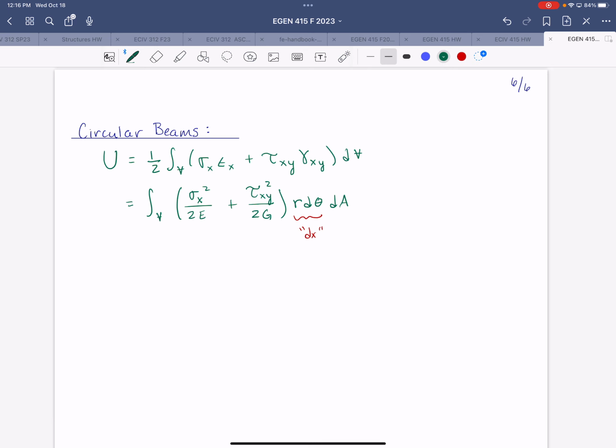Is that 1/2? Oh, you just integrated it. Yeah, I just brought it inside, yeah.